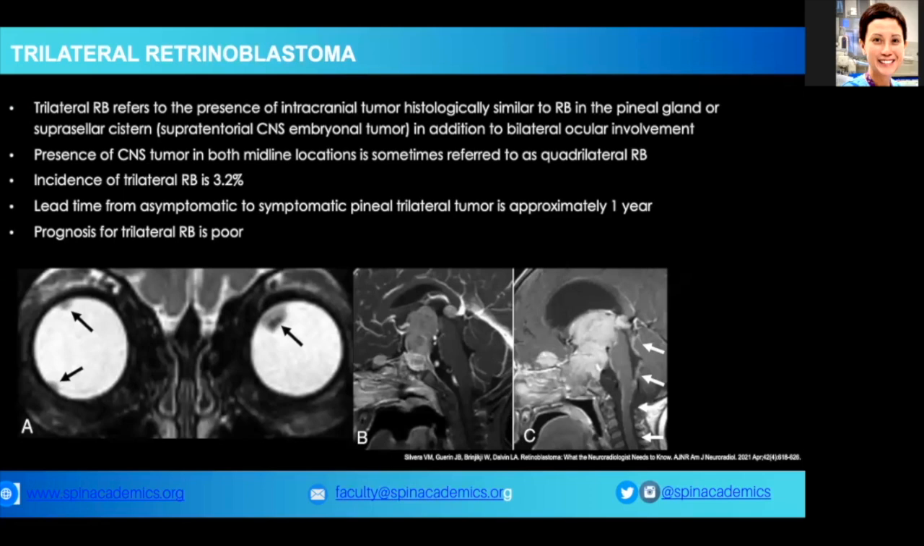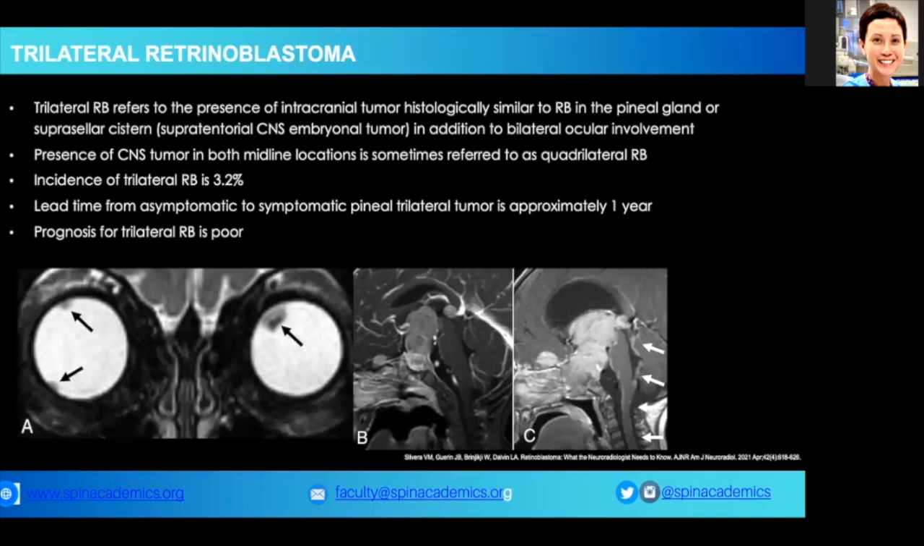Now here's a 16-month-old boy presenting with extensive metastatic disseminated quadrilateral RB. Coronal T2 image from the initial MR showed hypointense retinal tumors in both globes. Now, sagittal post-contrast T1 image from the initial MR in image B shows a large enhancing mass occupying the sella, suprasellar cistern, and third ventricle with separate tumors involving the pineal gland and extending along the planum sphenoidale.